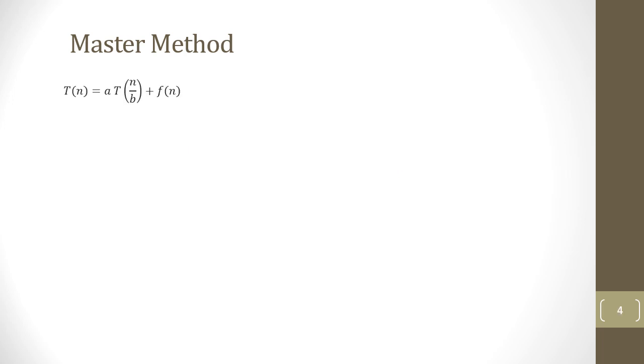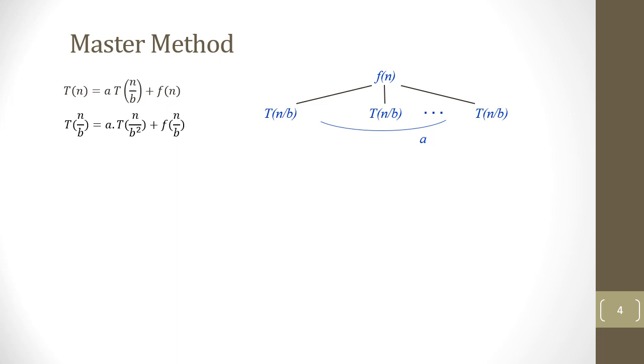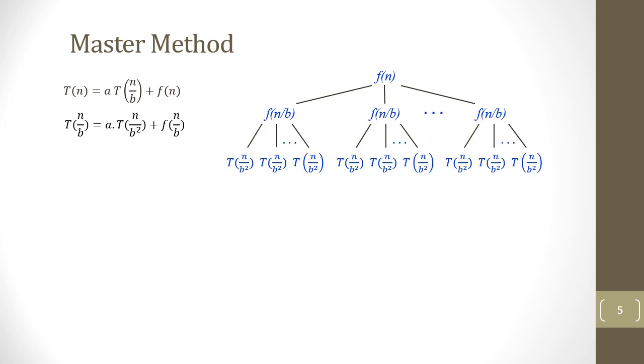In the first step, we will draw the recursion tree of the master recurrence. f(n) is the non-recursive part and we will have a children in each step for each interior node. To solve for T(n), we need to find T(n/b). So we plug in n/b in the original recurrence equation and expand the tree. To find the value of T(n/b^2), we plug in n/b^2 in the original recurrence equation and further expand the tree.